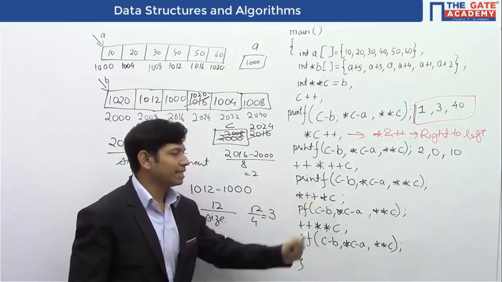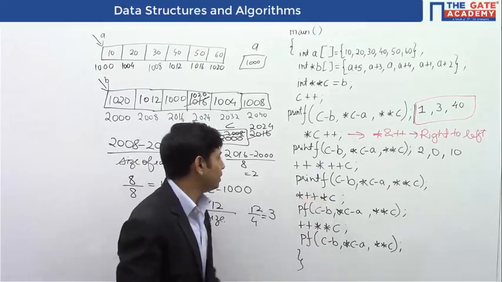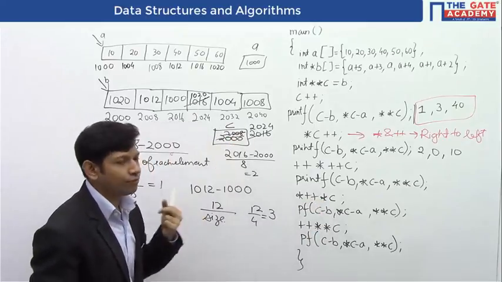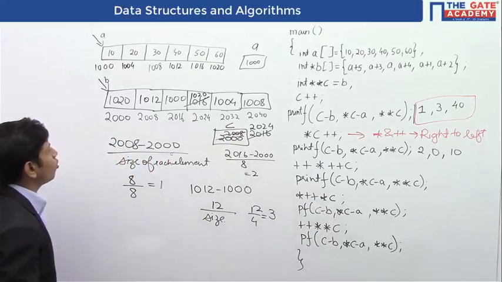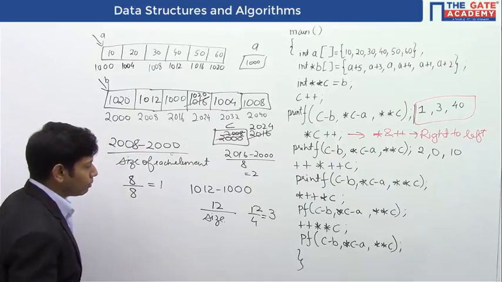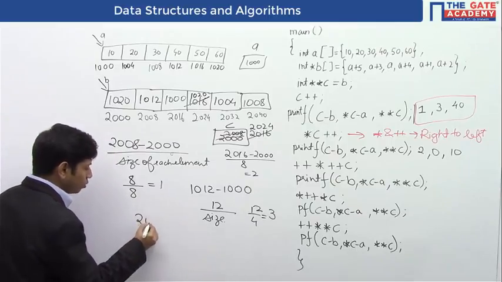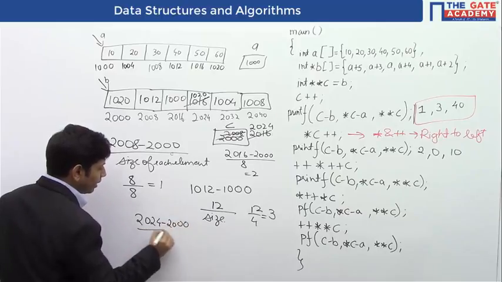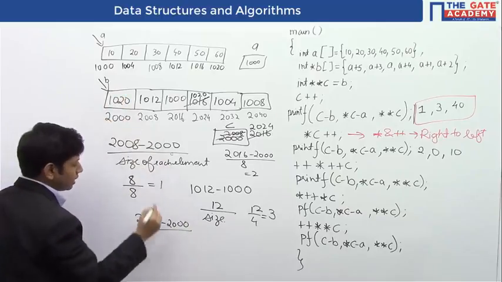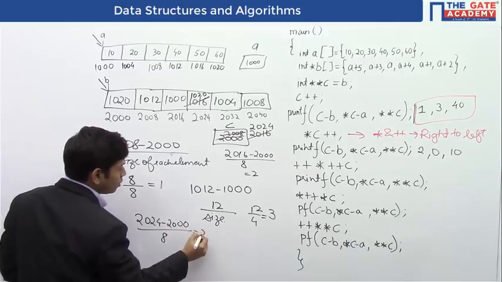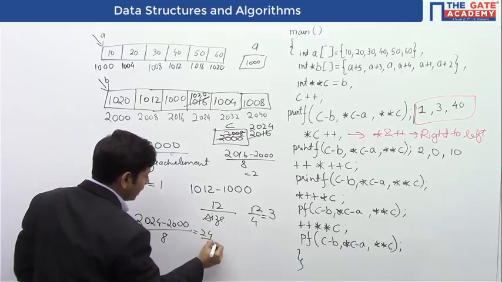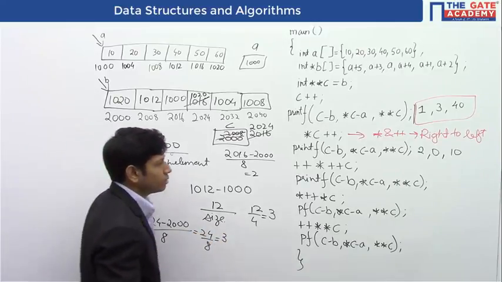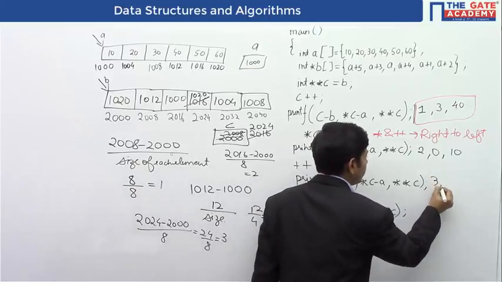Now let's see the next printf. It is C minus B. C is 2024 and 2024 minus 2000. So what will be the answer? 2024 minus 2000, divided by the size of B, which is 8. So it will be 24 by 8, which is equal to 3. So the answer will be 3 over here.